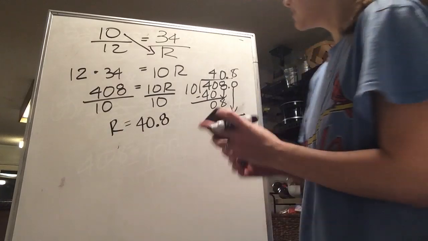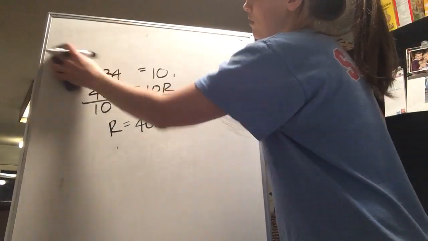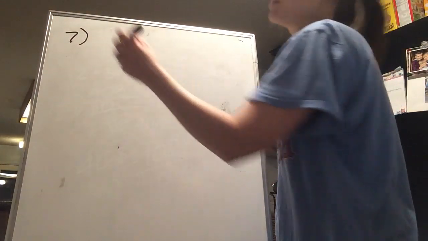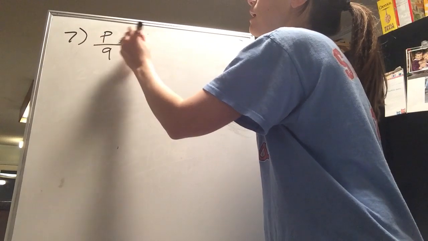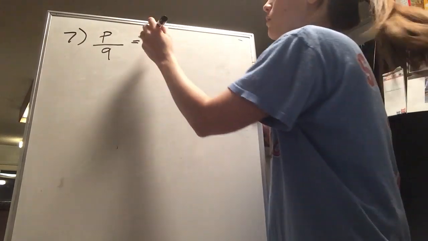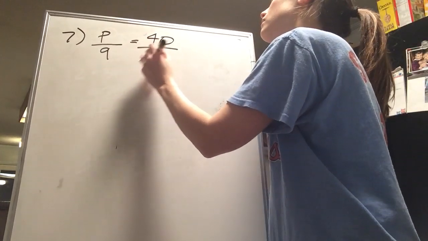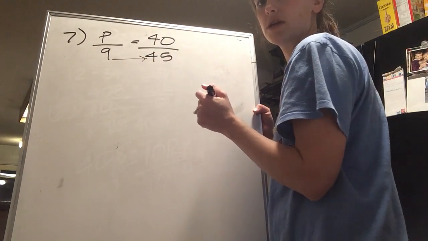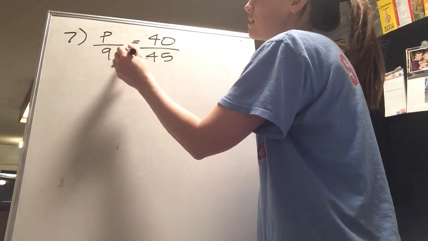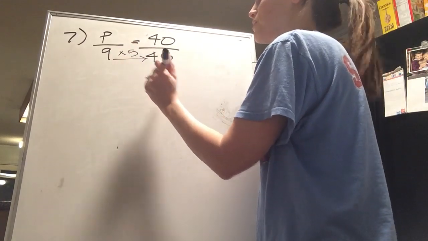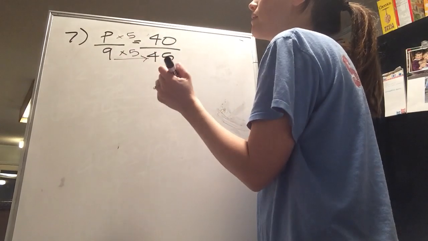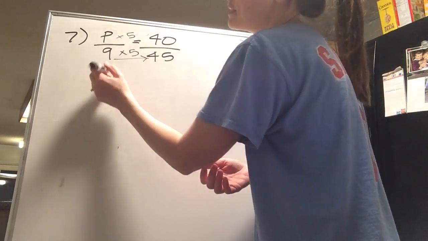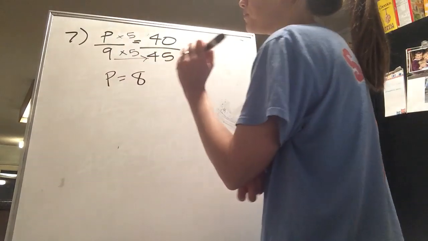Okay, number 7. P is to 9 as 40 is to 45. Okay, so 9 to 45, that has a relationship. 9 times 5 is 45. So P times 5 will give us 40. So what times 5 gives us 40? 8. So P is 8.